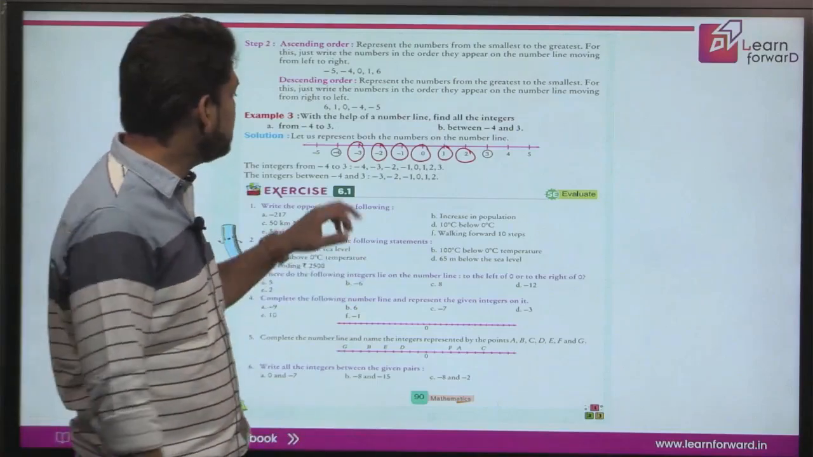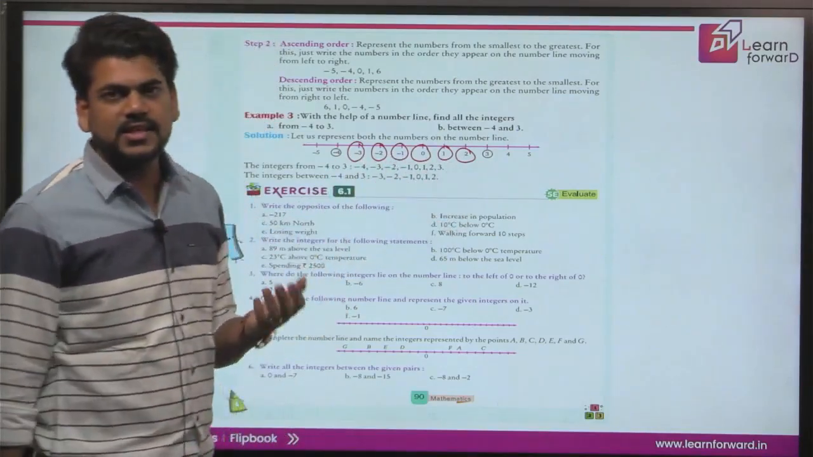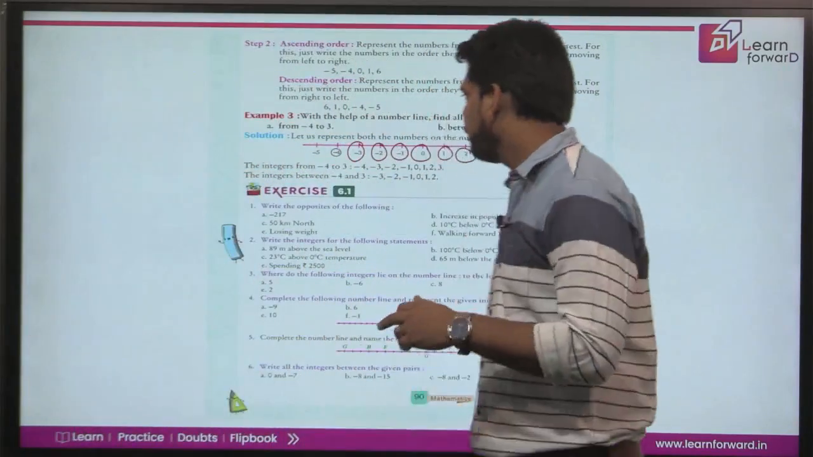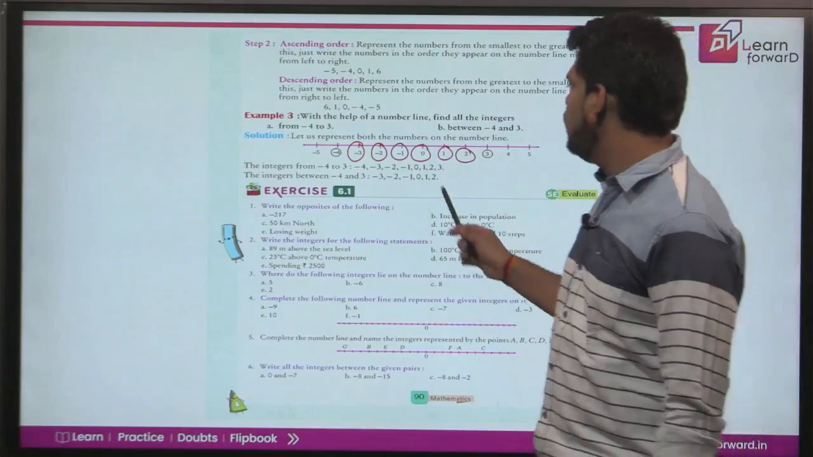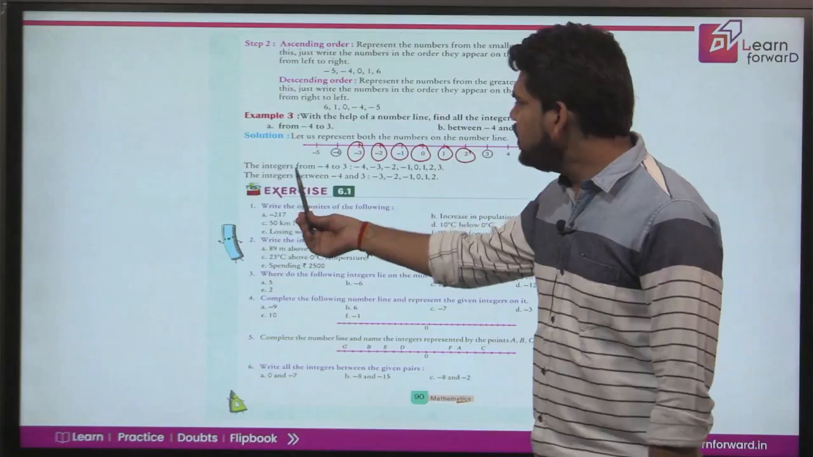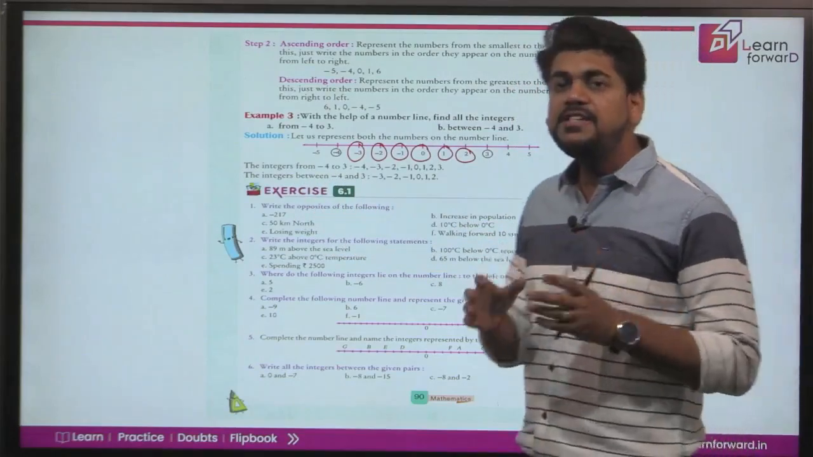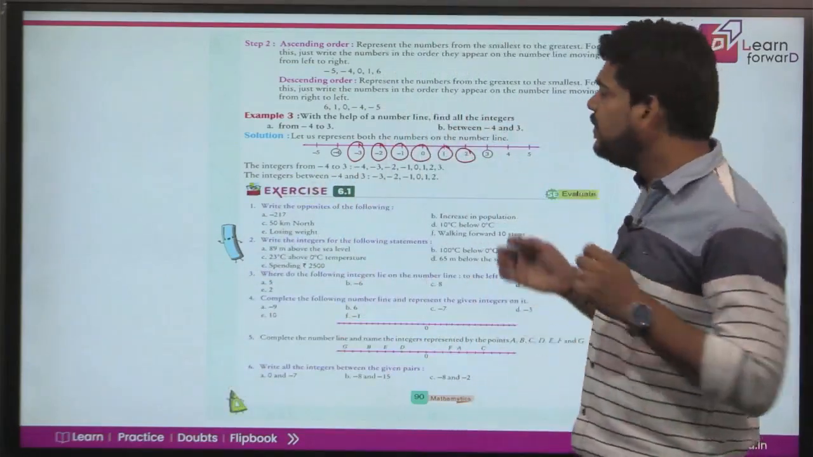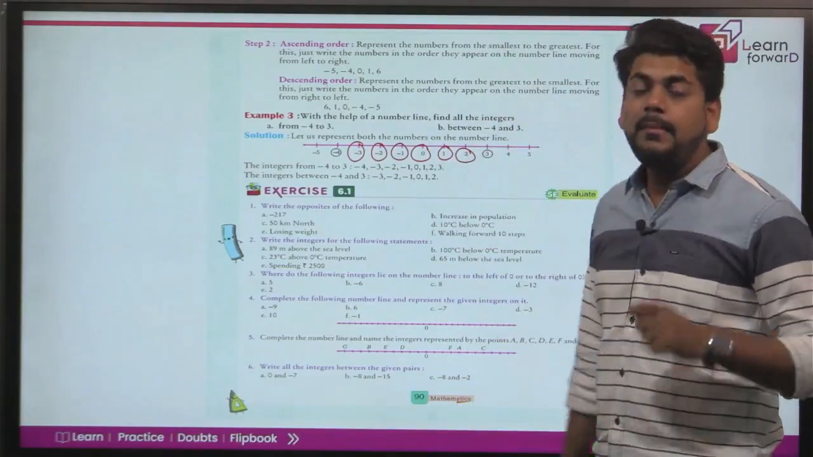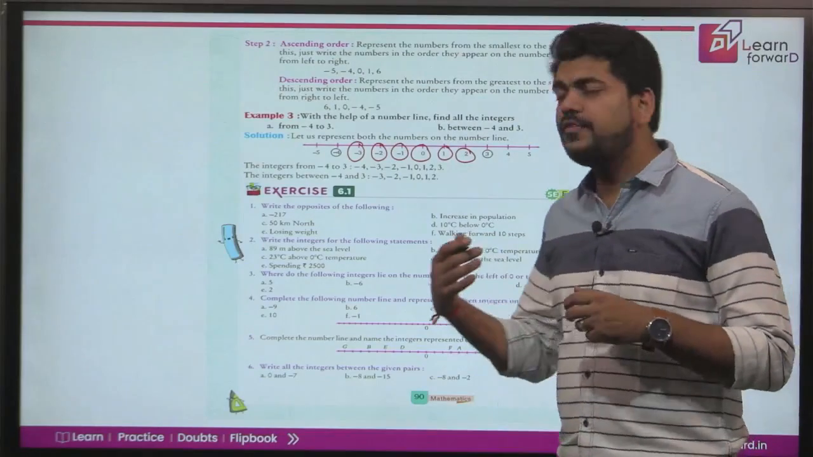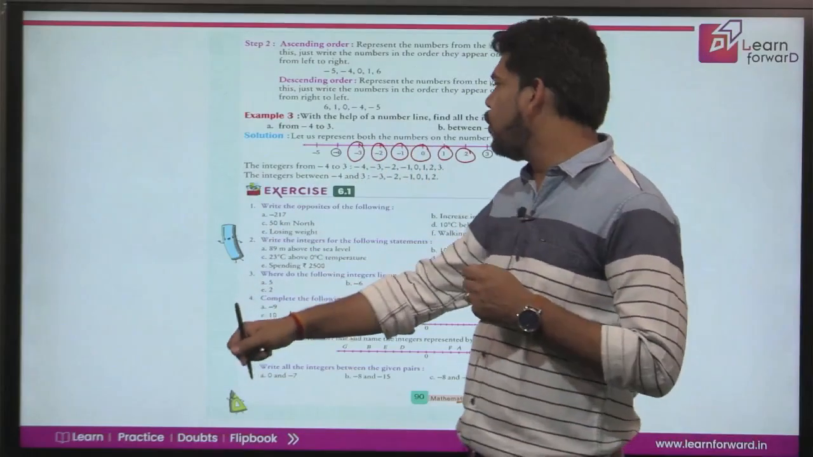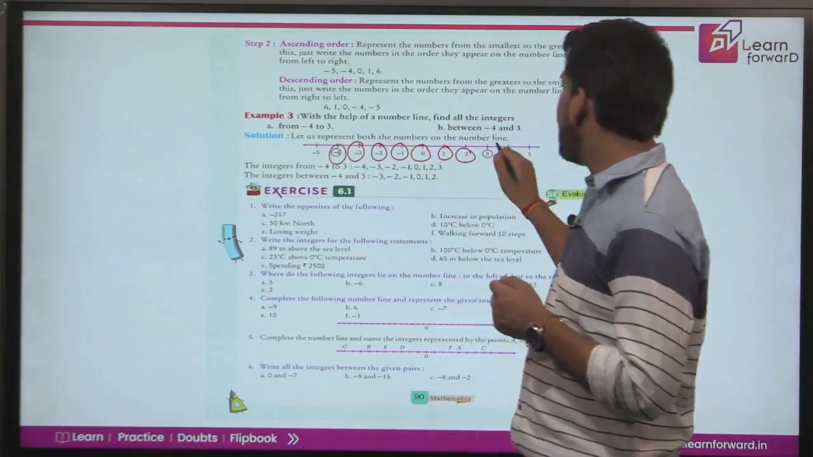Now, how many integers are there? 1, 2, 3, 4, 5, 6. 6 integers are there. Fine. Okay. There is one tricky English part over here that you can see. The integers from minus 4 to 3. If I say from this to this, then we'll include the numbers minus 4, minus 3, minus 2, minus 1, 0, 1, 2, 3. Because the question is saying integers from minus 4 to 3. That means we are starting from minus 4 and we are ending at 3.